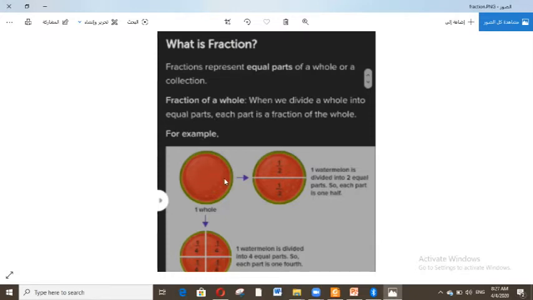For example, this is one whole, and this is one watermelon that's divided into two equal parts. So each part is one half. So one half and one half. 1 over 2, we read it as one half.